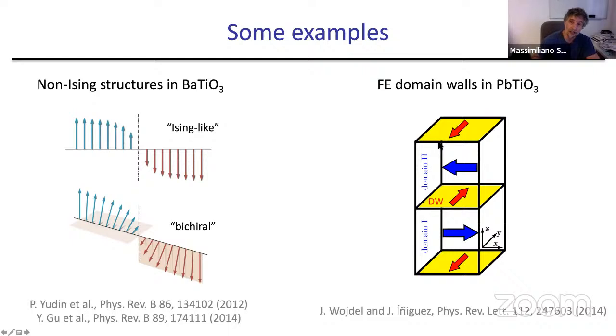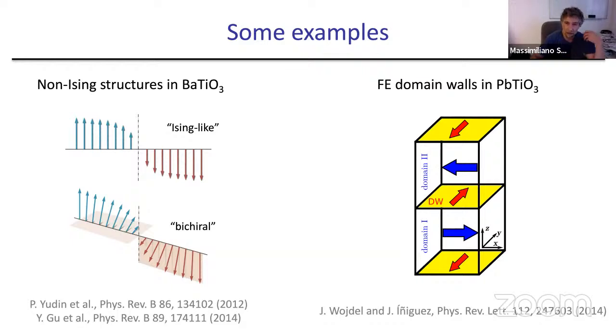Even more exotic things can happen, like the domain walls themselves can become a new ferroelectric material embedded within the main ferroelectric material, in that a secondary order parameter is still unstable and can switch from one side to the other parallel to the wall. And this was shown also theoretically in this work by Jacek Vojdel and Jorge Iñiguez.